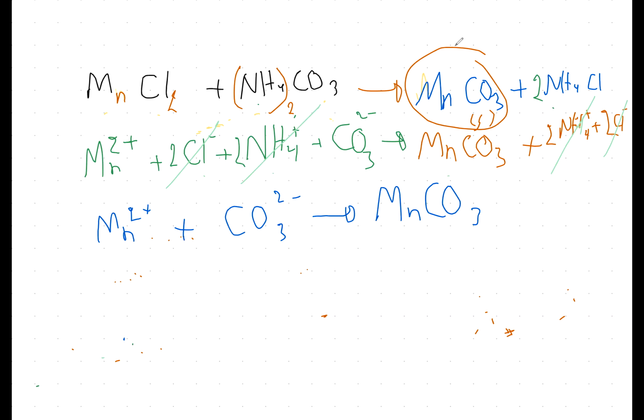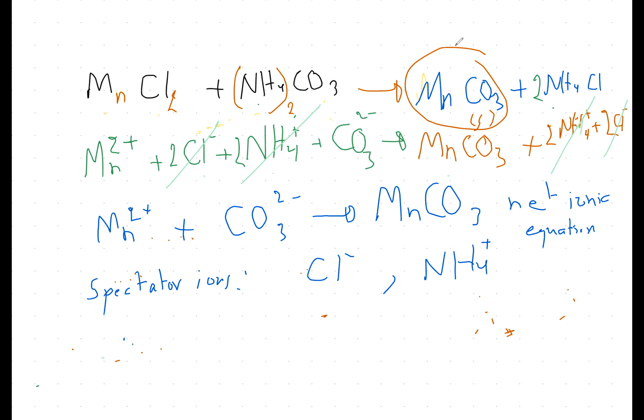This is my net ionic equation. And then what are my spectator ions? The 2Cl minus and ammonium. Very good, the ones that we cancelled. So these are our spectator ions. We don't need to know them anymore.